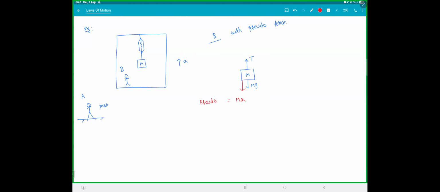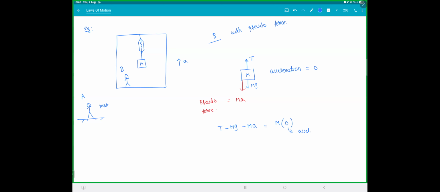For all equation and mathematical purposes, we can use this, but technically it never exists. And if you ask him what is the acceleration, understand he will still say acceleration is 0. He will not think the block is moving. But now when he writes the equations, tension minus mg minus ma, net force is equal to mass into acceleration, which is 0.